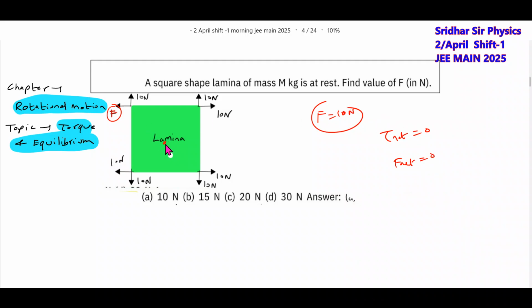The torque set up about this point due to this 10 Newton, due to this equal and opposite. This 10 Newton should be equal and opposite like that. Net torque, net force should be 0. Then only equilibrium is possible. Rest means here equilibrium. Simple idea based. So therefore your answer will be option A. We'll take the next question.